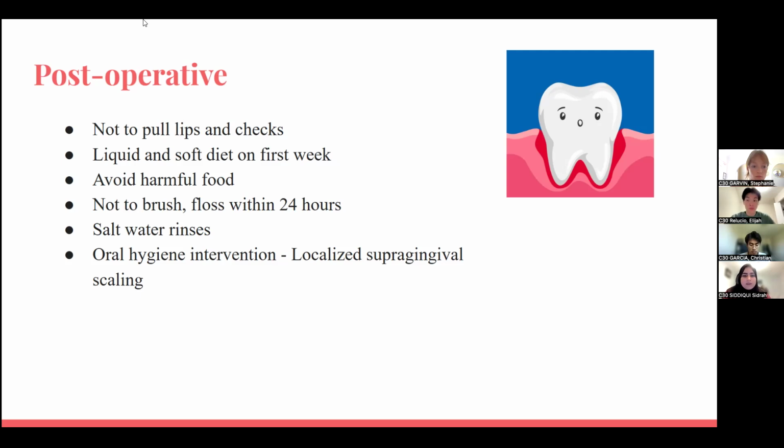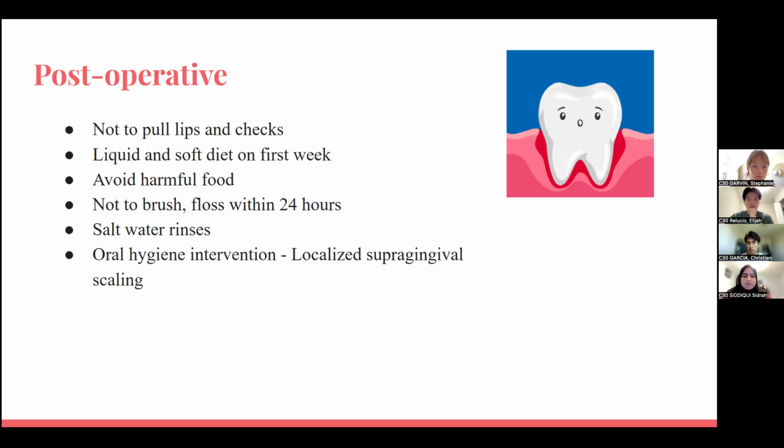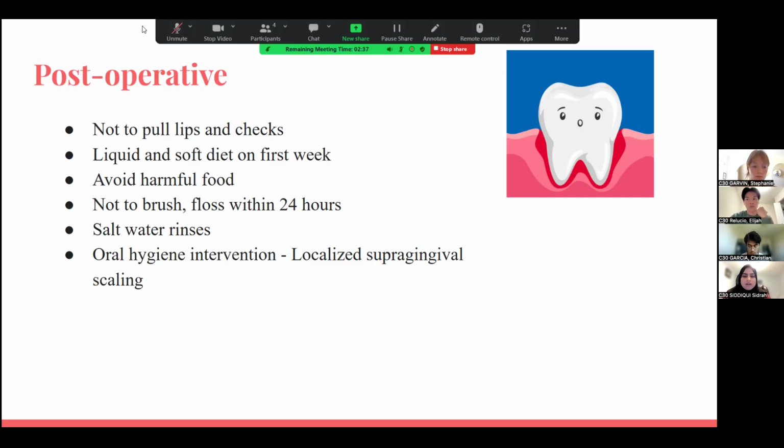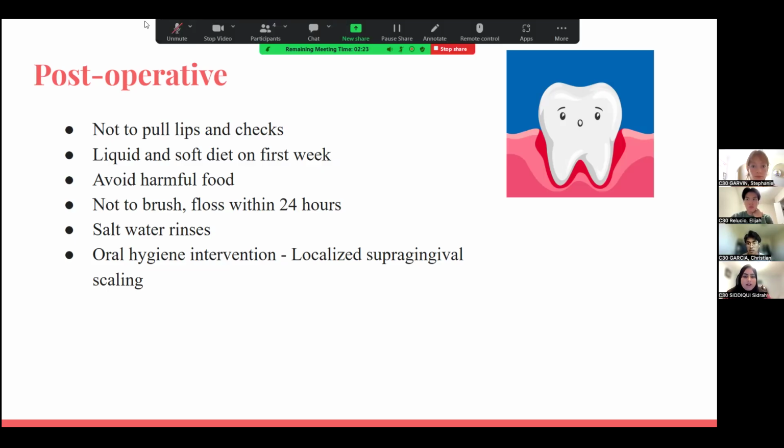Next, emphasize that the patient should not brush or floss in the surgical area within the first 24 hours. Instead, they can maintain cleanliness through gentle methods. One helpful measure is salt water rinses, which can reduce bacterial load, soothe discomfort, and promote healing. Finally, oral hygiene is critical. A professional oral hygiene intervention, such as localized supragingival scaling, may be required to control plaque in surrounding areas without disrupting the graft.